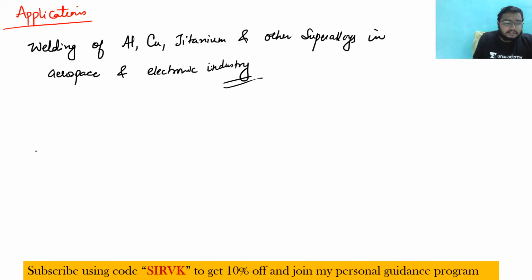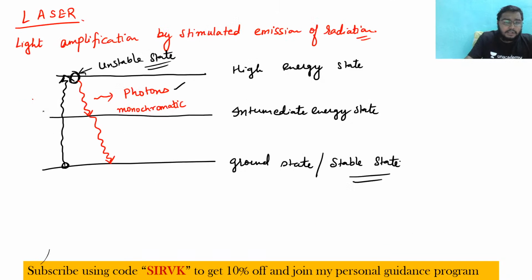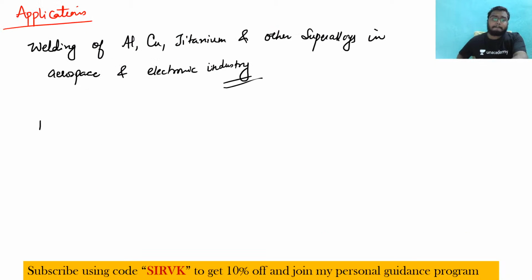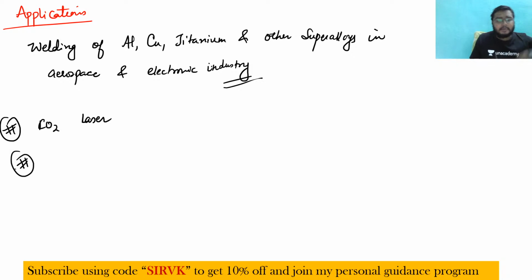And see, my dear friend, like I told you, in the laser crystal we are using ruby. So how can we produce the laser? Either you can produce the laser using the CO2 laser or using Nd:YAG. I'm not going into great detail on these because they are not very important from a GATE point of view, but understand that we can get the laser from the CO2 laser and from Nd:YAG.